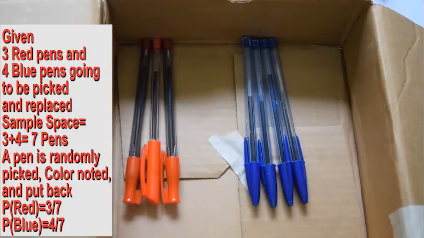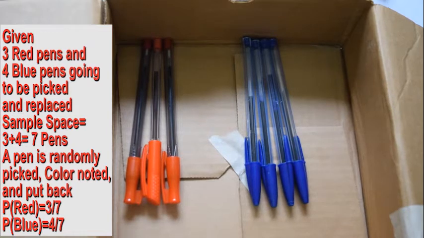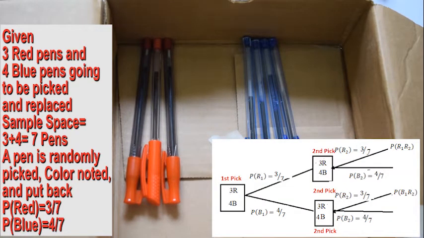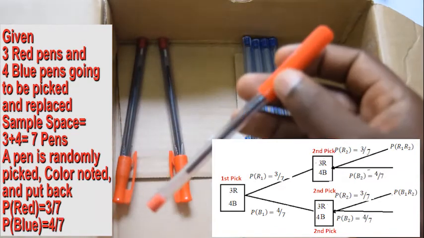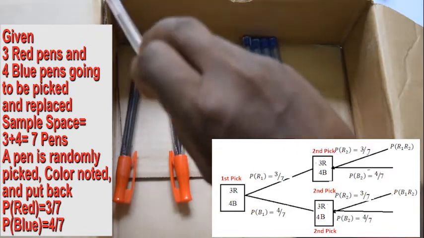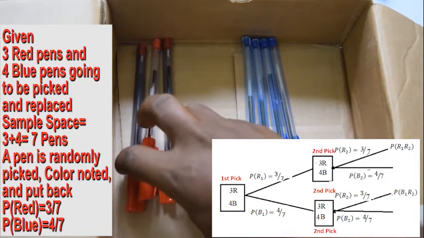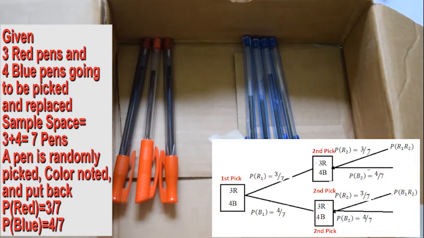Consider a box with 4 blue pens and 3 red pens. The sample space is 7 pens. A pen is picked at random, its color noted, and is pressed back in the box.